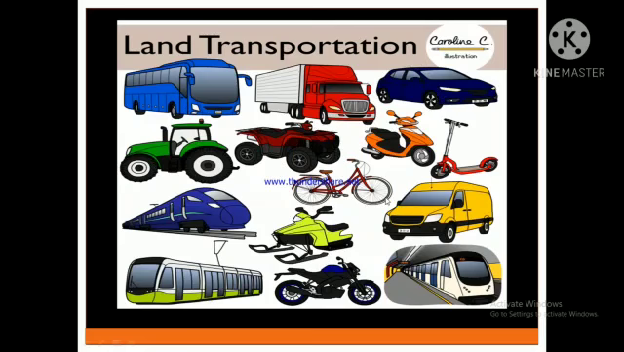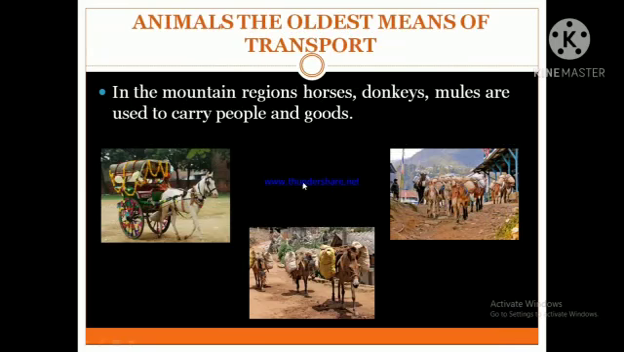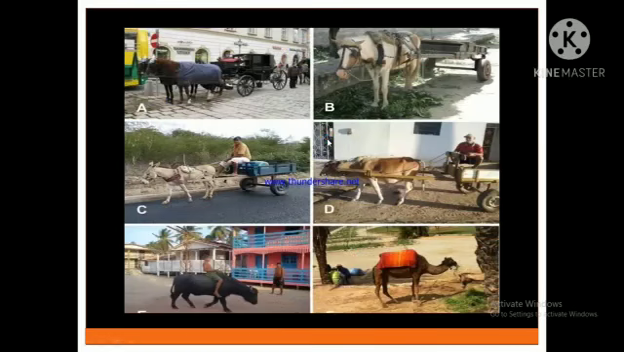Land transport is the most common means of transport to carry people and goods from one place to another. Light and heavy goods are transported by trucks and railways. Animals have been the oldest means of transport. In the mountain regions, horses, donkeys, mules are used to carry people and goods. In villages, horse carts, bullock carts and camel carts are still used for carrying grains, bricks and for ploughing.